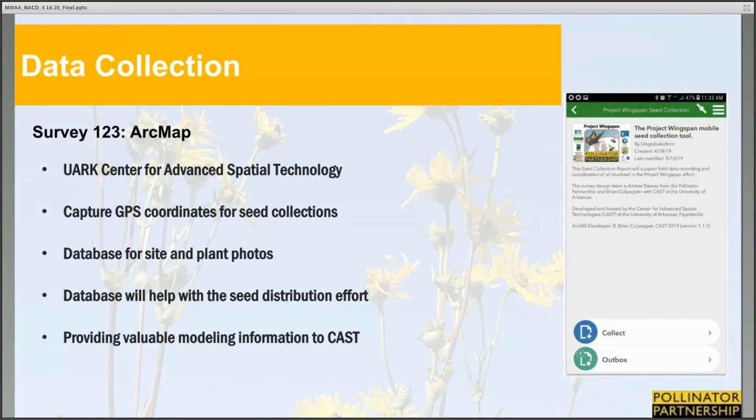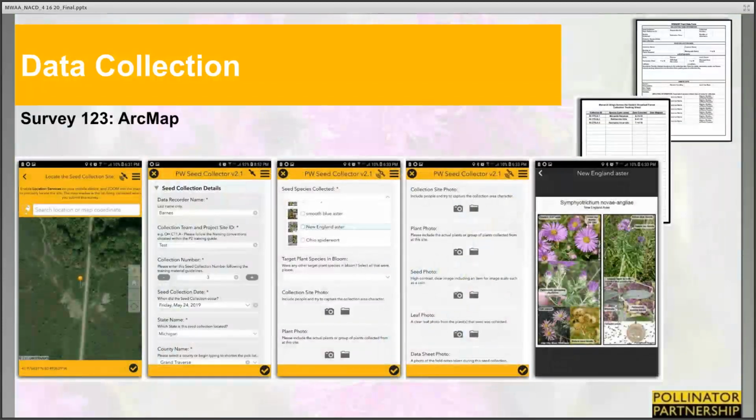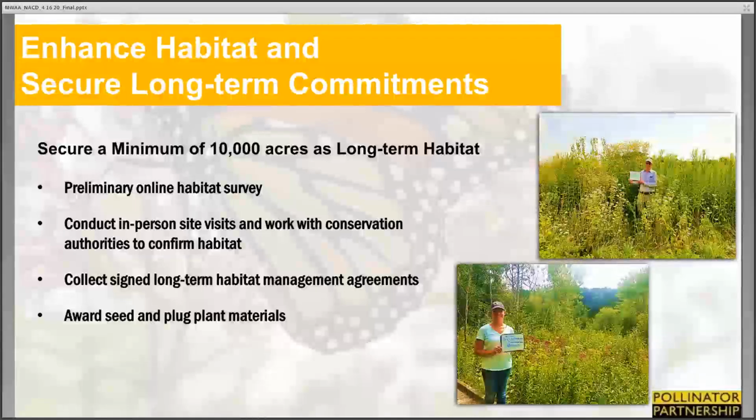We also created a seed collection app, and this is through Survey123 through ArcGIS, and it allowed us to capture GIS coordinates for seed collections, create a database for site and plant photos, and it also is really key in helping with our distribution effort, so we know where seeds came from and can be redistributed back to. And this is just some screenshots of the app, so you can see it's all geolocated through Google Earth, and you can upload photos and select from our plant profiles which species you're collecting.